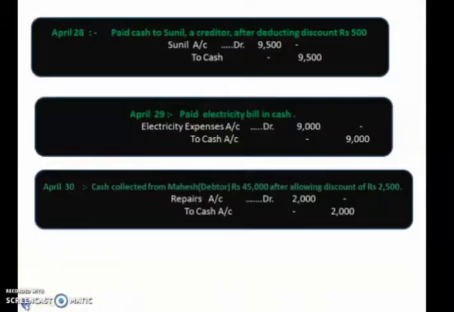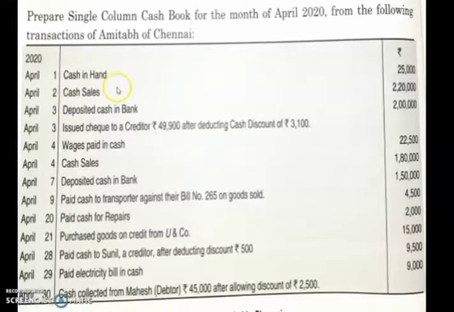Now how to start? Let us move to the question. 2020 is the year, April 1. Cash in hand rupees 25,000. So this business is already established, and on 31st March 2020, when you closed this book, there was a closing cash balance of 25,000 with us. So that we are bringing down to the next month, that is April 1. So our transactions start on April 1.